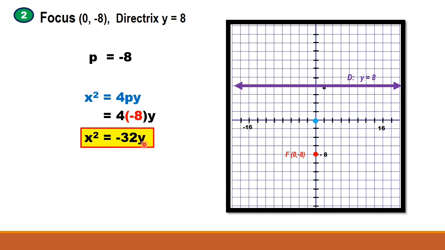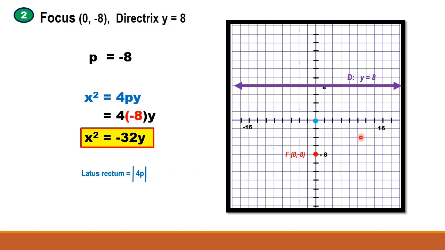Then the latus rectum is equal to the absolute value of 4p. So what is 4p? 32. So the answer is always positive, because we take the absolute value. Absolute value. Okay?